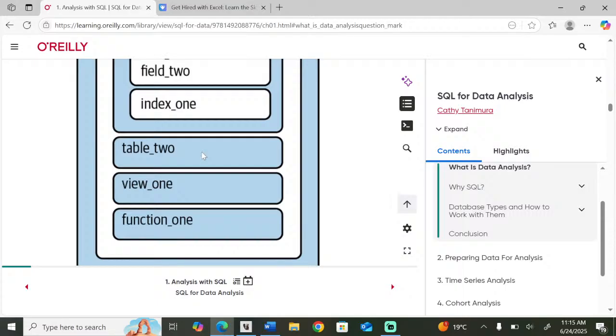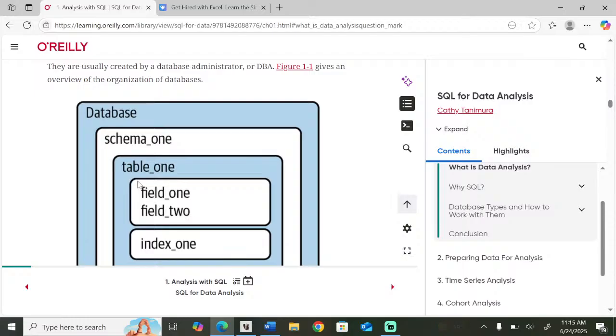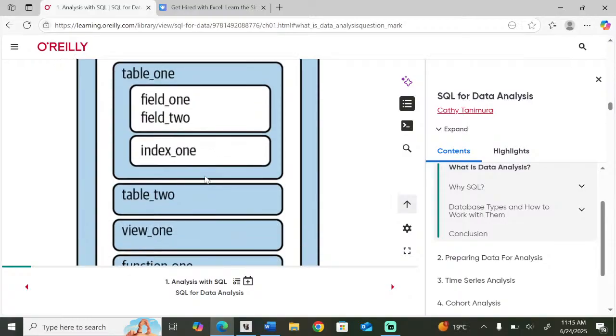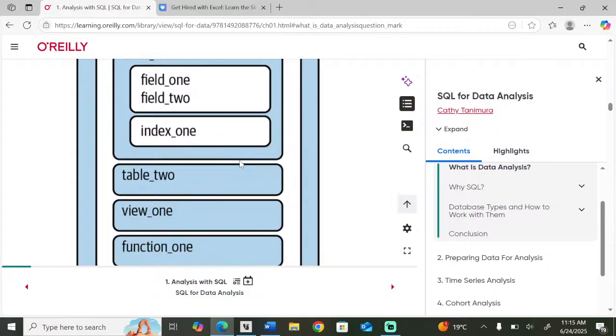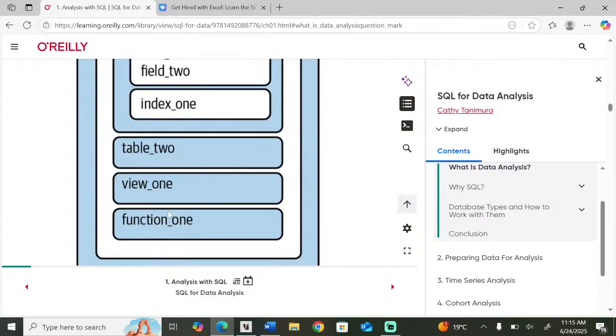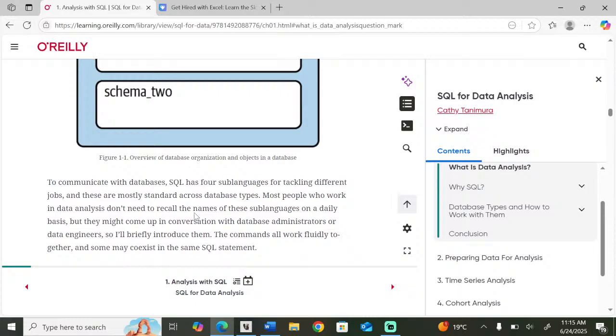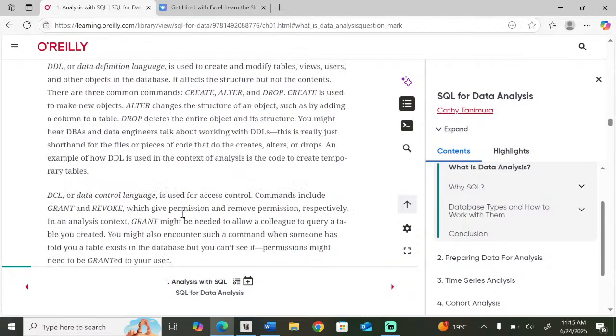Then we have table 2, as you can see, with view 1 and function 1. So this is how it looks: you have a database, schema 1, table 1, then fields, then index. You don't have to worry about index because most DBMS don't even have index. Then we have table 2, view 1, function 1. That is it.